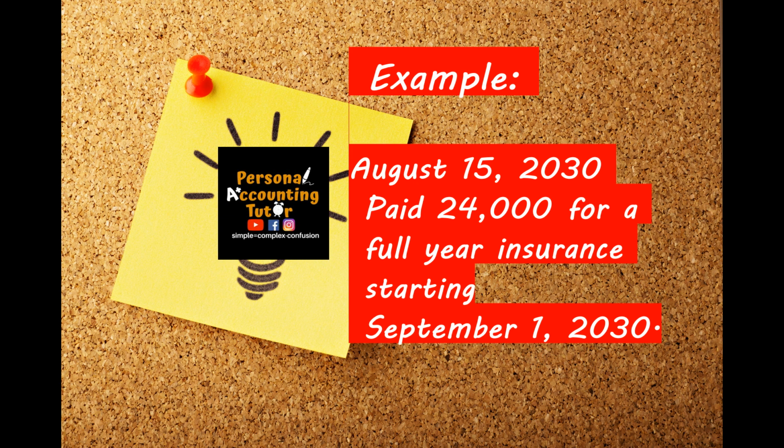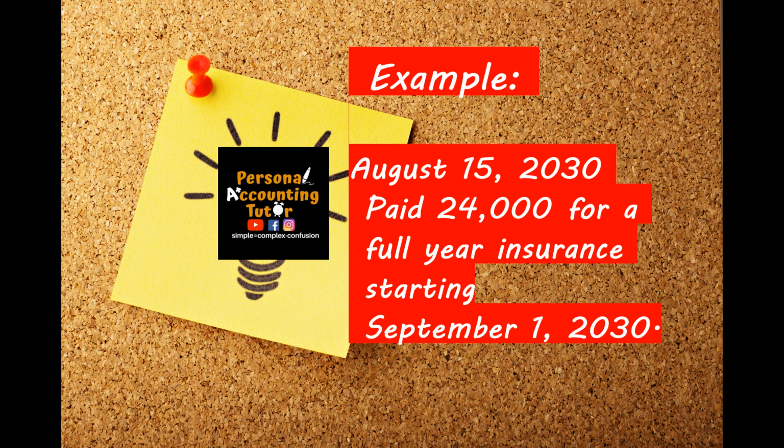Example: on August 15, 2030, paid $24,000 for a full year insurance starting September 1, 2030. Prepare the journal entry using the asset method on August 15 and the adjusting entry at the end of December 2030. By the way, there are two methods to record prepayments, but for now let us stick with the requirement, which is using the asset method for simplicity.